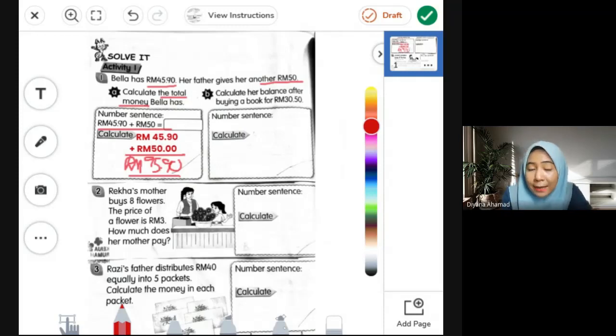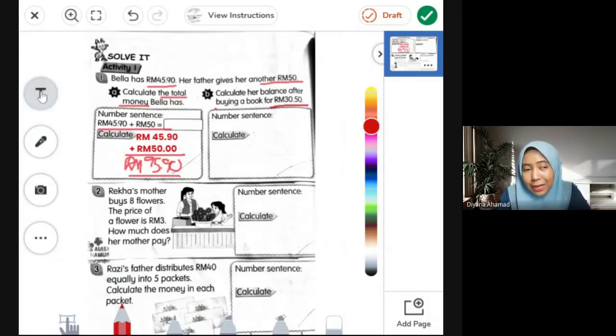Okay, after that, Bella has 95 ringgit 90 cents. And then her balance. Bella calculates her balance of the money after she buys a book. Bella buys a book with the price of 30 ringgit 50 cents. You remember on the screen before, the teacher said, if you want to find the balance of the money, that means you need to do what? Plus or minus? Minus. Very good. Subtraction.